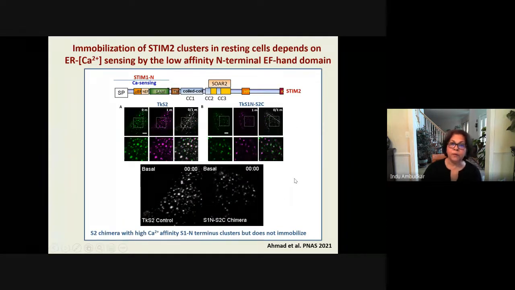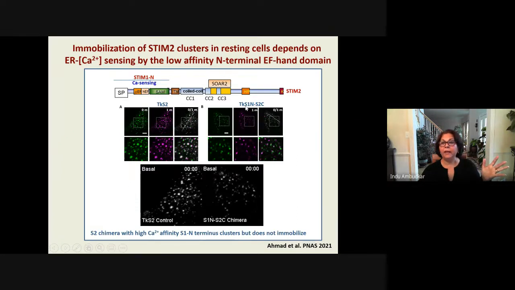And so is this, the sensing by STIM2, really involved in this whole process? So we got these really neat constructs from Moaz, where he has taken the STIM2 and replaced its N-terminus with a STIM1 N-terminus. So here, this is basically STIM2 with a very high affinity EF hand domain at its N-terminus. So we would have expected that there would be a decreased response and it would start behaving more like STIM1. And in fact, that's exactly what happened.